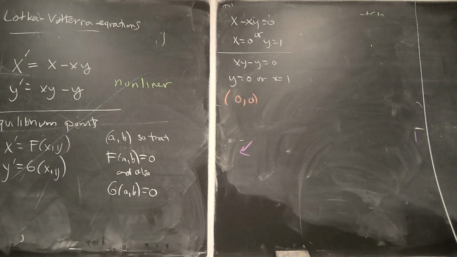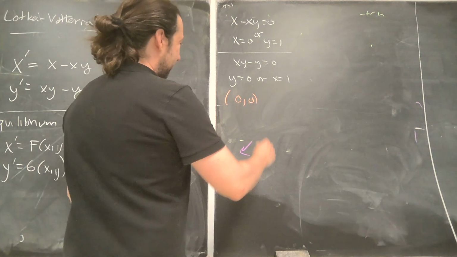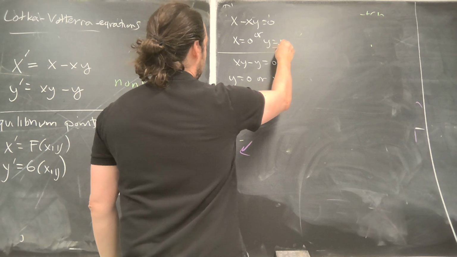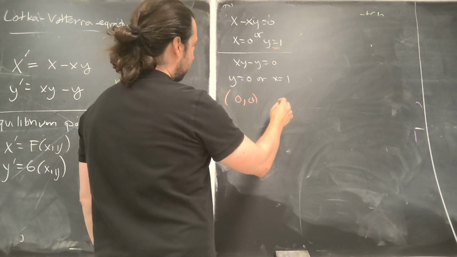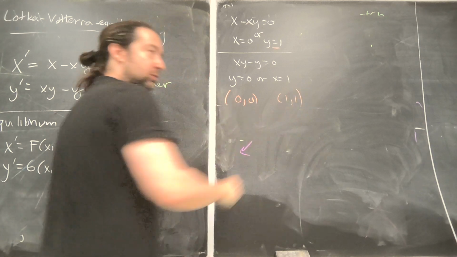If there are no rabbits or foxes, then they don't breed. Right? That's like, there's nothing to eat. There's nothing. The other possibility here is y is 1. And if y is 1, y can't be 0, so x must be 1. So the other equilibrium position happens at 1, 1.